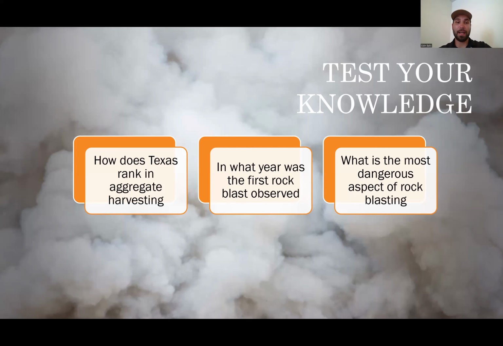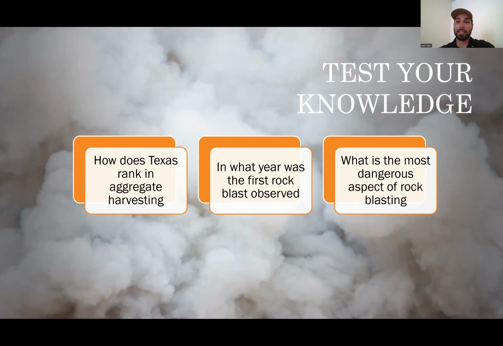So how does Texas rank in aggregate harvesting? Like we talked about before, Texas is one of the most built out and constantly being built on states in the whole US. So Texas does rank as the number one for aggregate harvesting. In what year was the first rock blast observed? Going back, 1844 was the first year that we observed a rock blast. Since then, there's been leaps and bounds in technology, specific ways that it has been done, ensuring safety and efficiency.